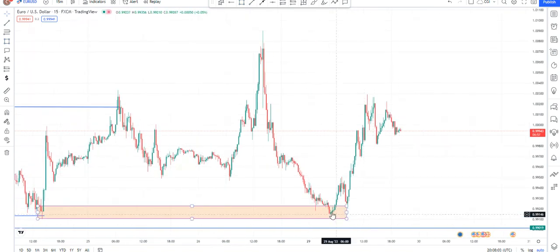So now we have price mitigating something here on that move, and we have another violent move here. So probably the next place that the price is going to come down to is here.